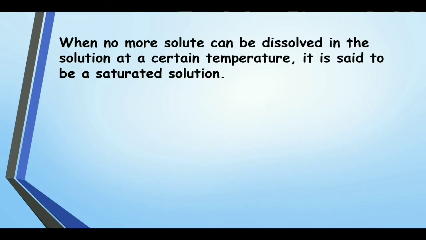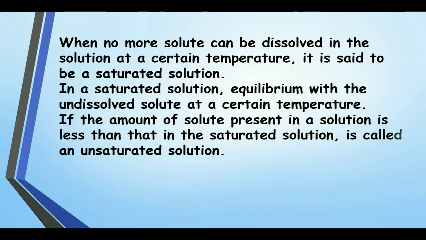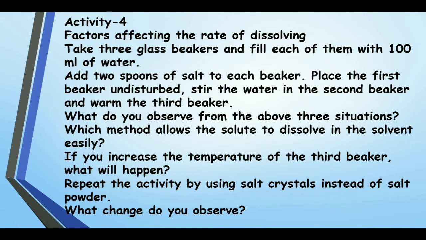After making saturated solutions, try heating those solutions and see if more salt or sugar dissolves in it. Do you know what the solution is called? When no more solute can be dissolved in a solution at a certain temperature, it is said to be a saturated solution. A saturated solution is in equilibrium with the undissolved solute at a certain temperature. If the amount of solute present in a solution is less than that in the saturated solution, then it is called an unsaturated solution.